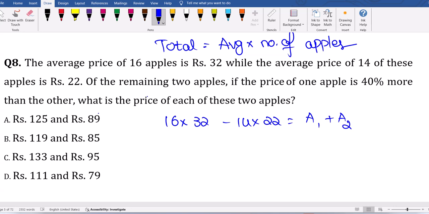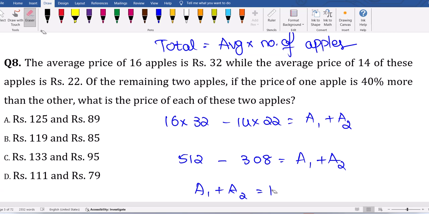To calculate those two, they gave a condition: one of them is 40% more than the other. We'll take care of that. Here 16 into 32 is 512, and 512 minus 14 into 22, which is 308, gives the two prices combined, A1 plus A2. You can check like that in the options too. Adding these two, we require 204 only.